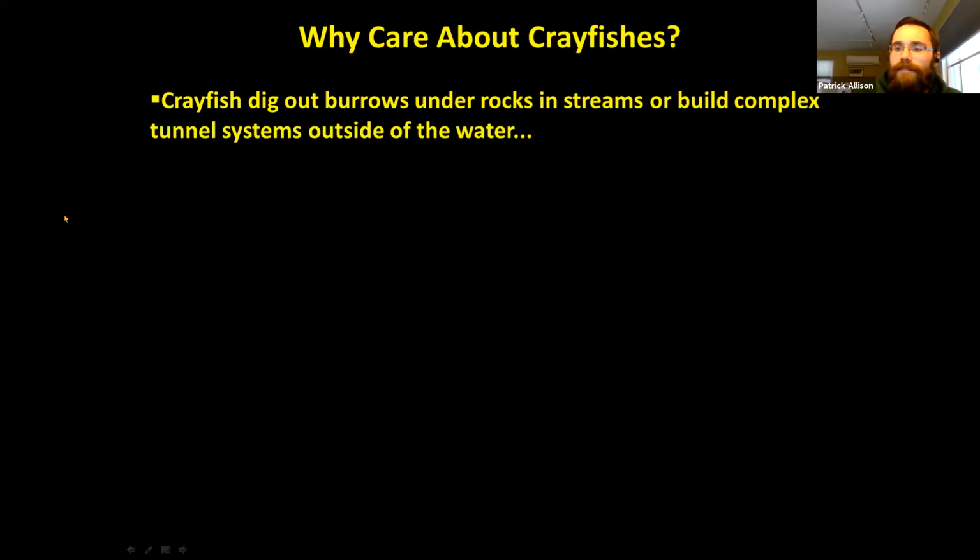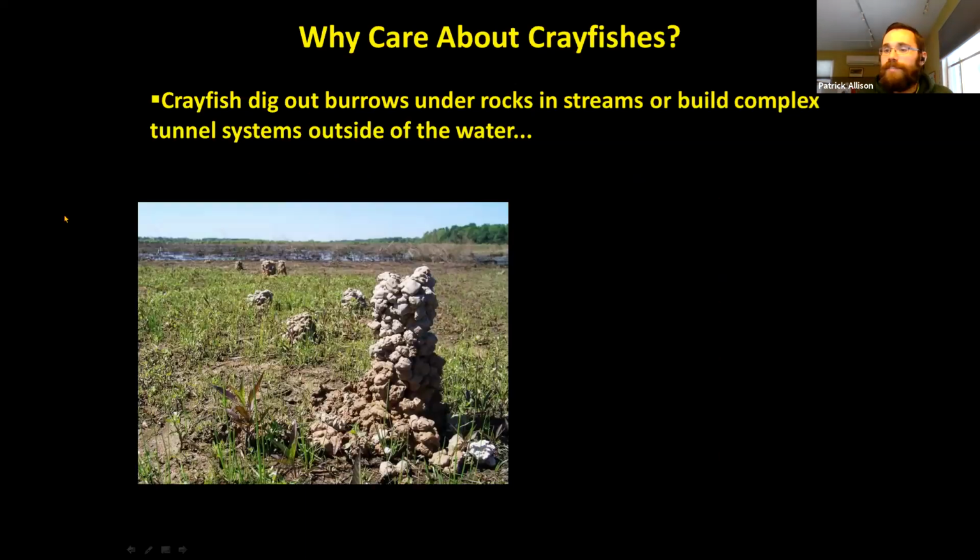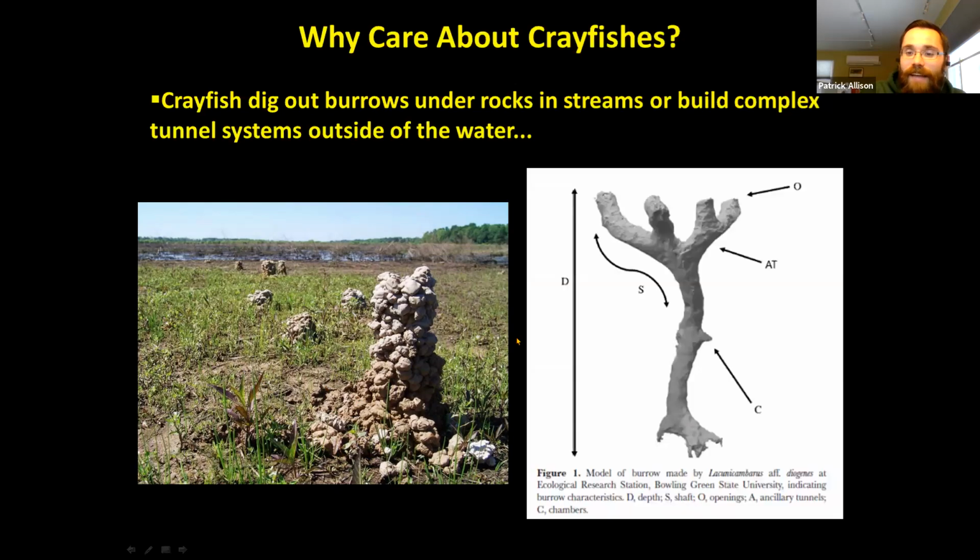But then you'll have the burrowers that construct really complex tunnel systems. These are going to be outside of water. So here's a field out in Missouri where you've got crayfish burrows. And look around. Do you see any water directly around these burrows? There's some out in there, but these crayfish are going to have tunnels that go all the way down into the ground and meet that groundwater source where they're able to keep their gills wet.